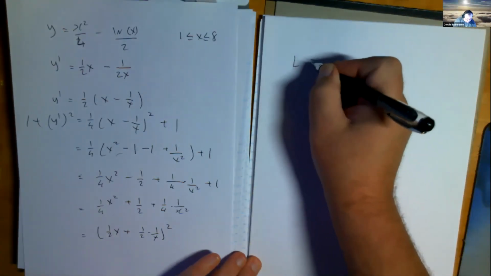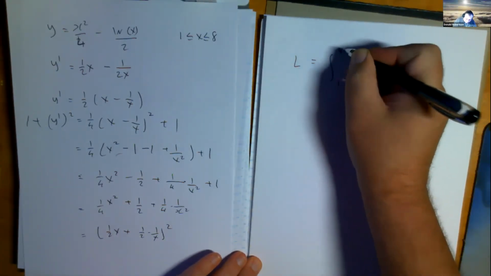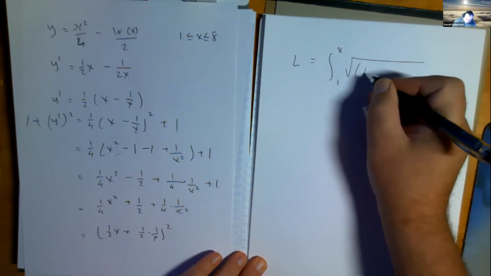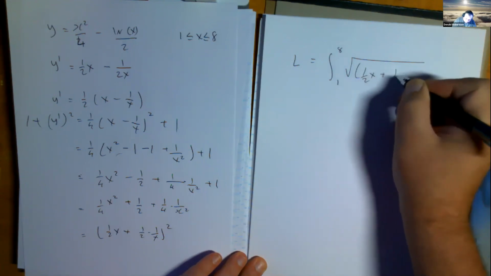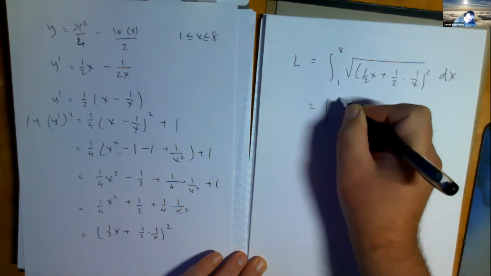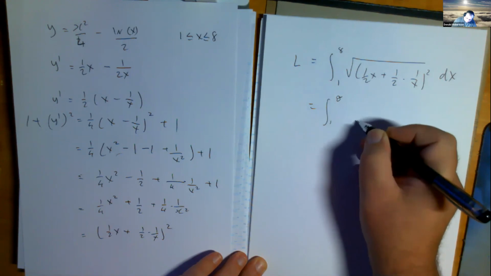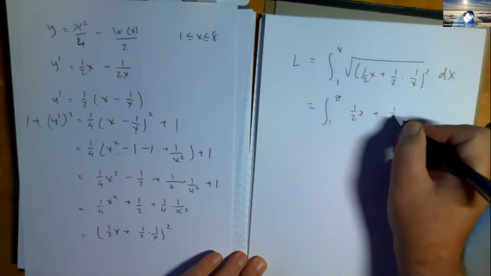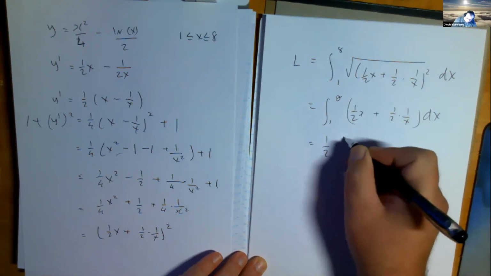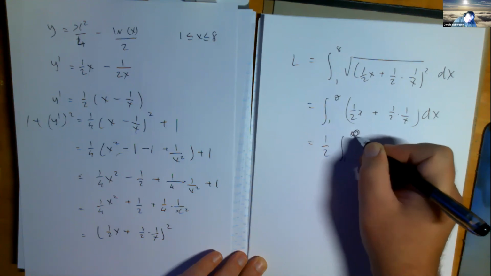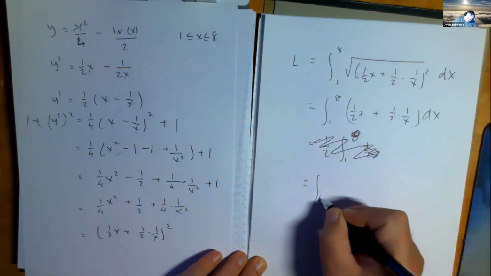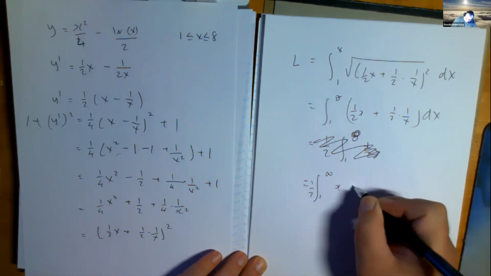Then the arc length is going to be the integral from 1 to 8 of the square root of that, which is the integral from 1 to 8 of 1/2 x plus 1/2 1 over x dx. That half is really bugging me. I'm bringing it out now. It's the integral from 1 to 8. Pull out 1/2, and you're looking at that guy.